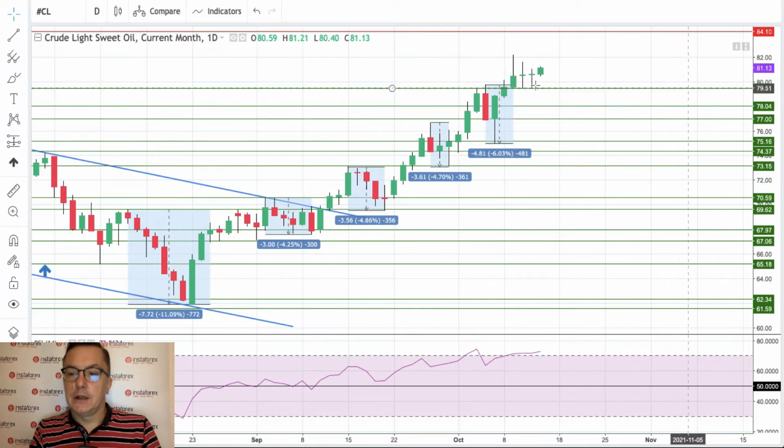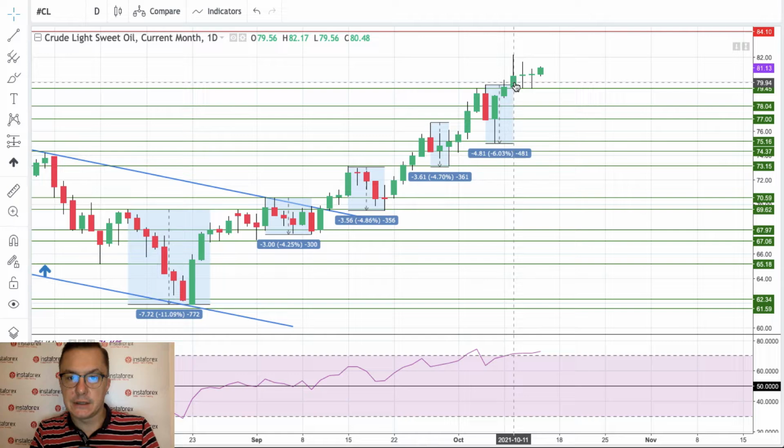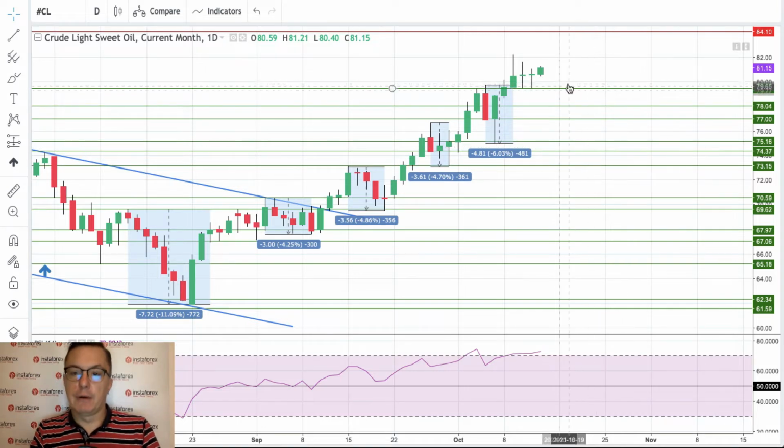First thing, 79.45. This is the technical support that's been tested twice already, almost 3 times, because the low here is 79.56, so that's only 10 pips towards this support. So I guess 79.45 is the key technical support for the crude oil for now. Any breakout, of course, might get the corrective cycle going on, right?